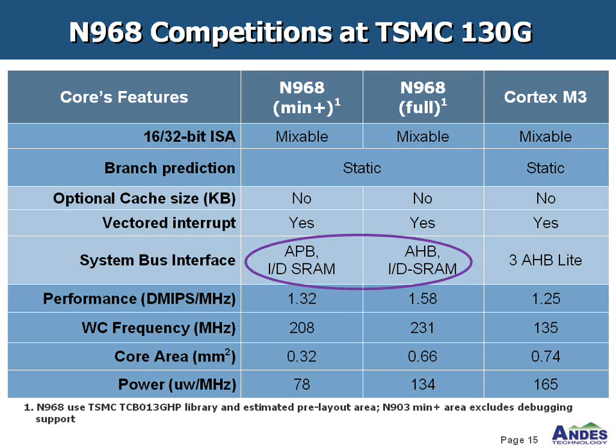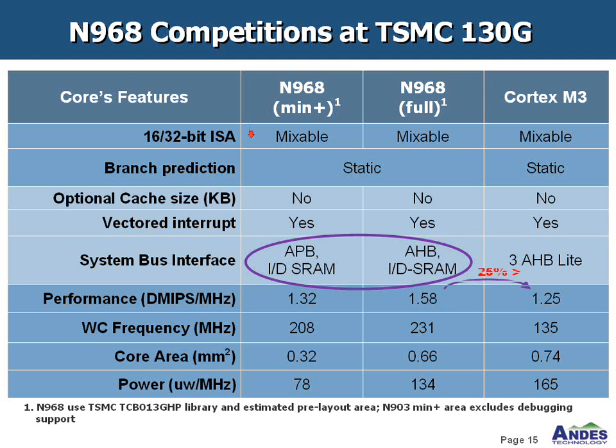For the system bus interface, N9 supports AHB, APB, and instruction and data local memory, but the Cortex-M3 just supports AHB Lite. I think this is very important because AHB Lite supports only one master, but the AHB interface can support multi-master. If you have applications such as DMA, AHB is better than AHB Lite.